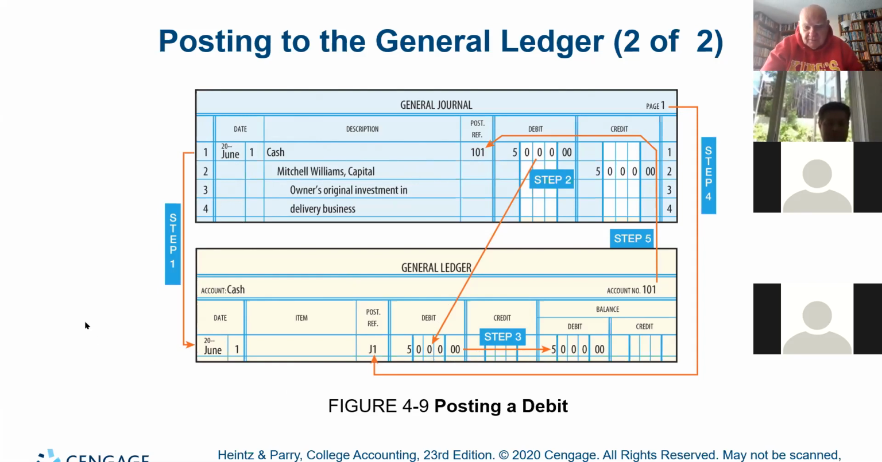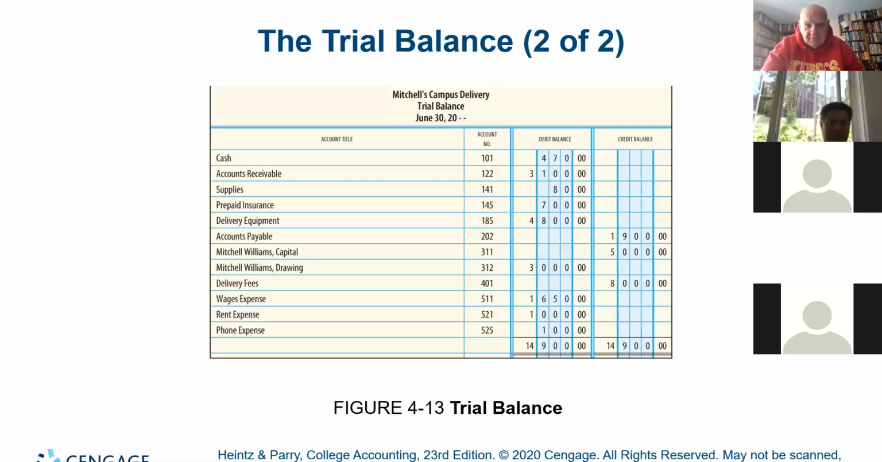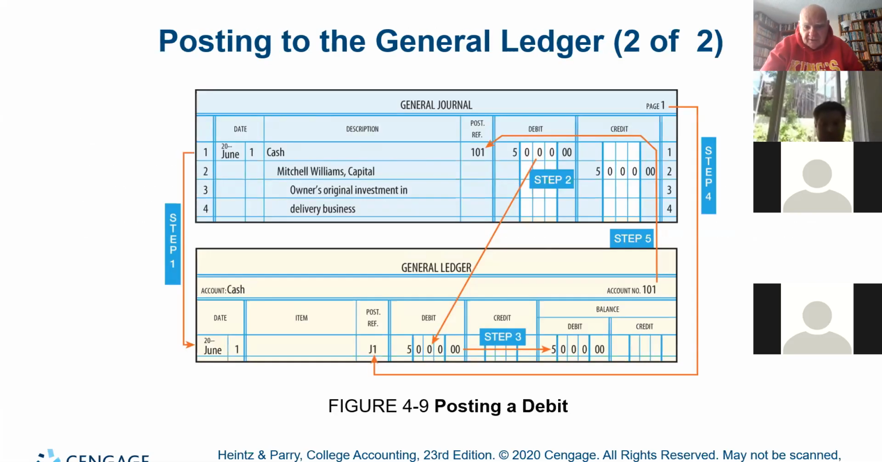Posting a debit, posting the debit side. Let's see the other half of that transaction. Oh, heck, they get us all excited that they're going to show us posting the credit, and then they don't do it. I feel let down. But they said posting a debit, you would post a credit as well. And you'd see another page called Mitchell Williams Capital, and you see the 5,000 on the credit side, huh?